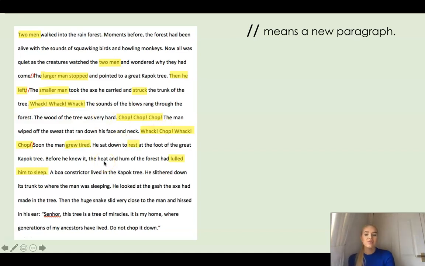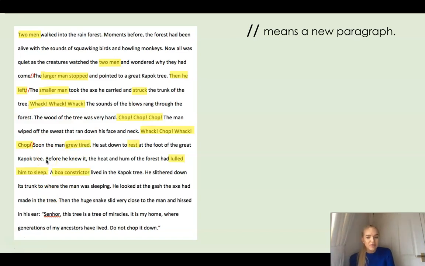So this paragraph we know is about the two men. Then we've got the break and it's about the larger man. Then we've got this large paragraph here about the smaller man hitting the tree, and now the man has gone to sleep. Now if we look, a boa constrictor.